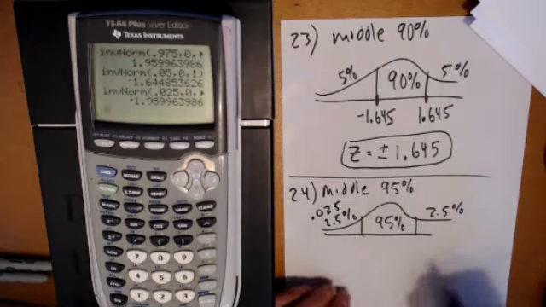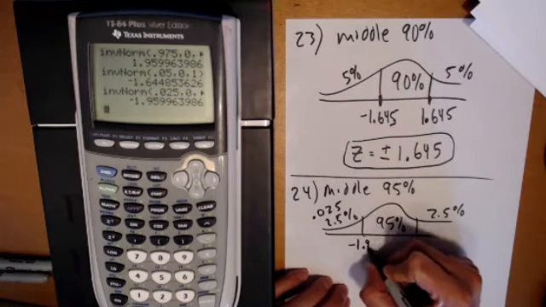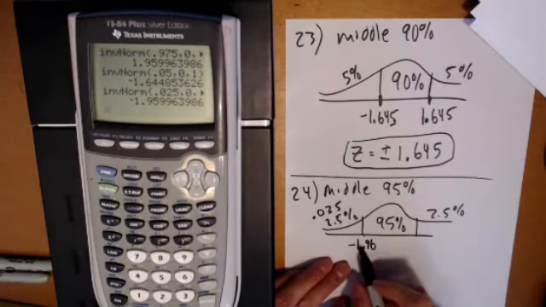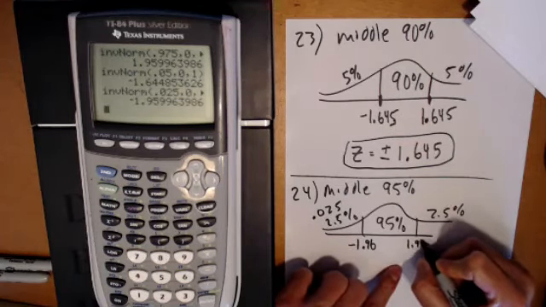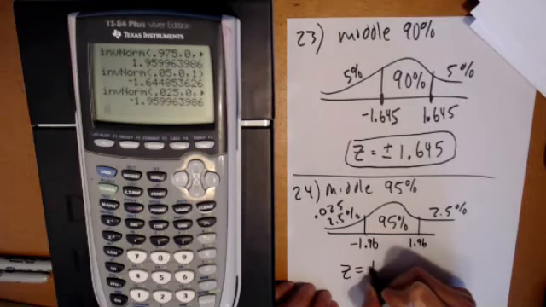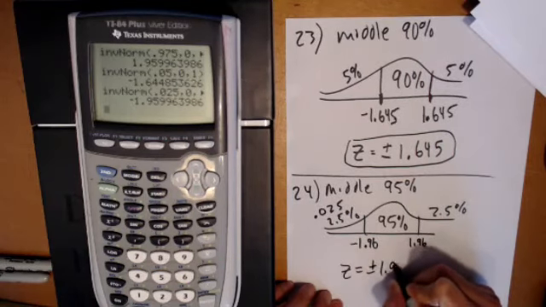Oh, it's that 1.96, so negative 1.96 for that z value. Do you believe in the symmetry of the bell curve? Yes, good, positive 1.96. So z is equal to plus or minus 1.96.